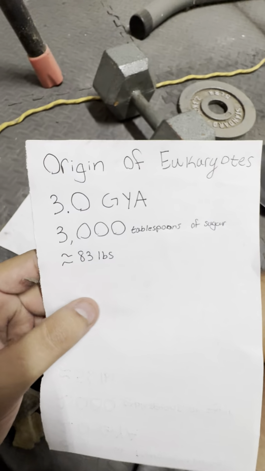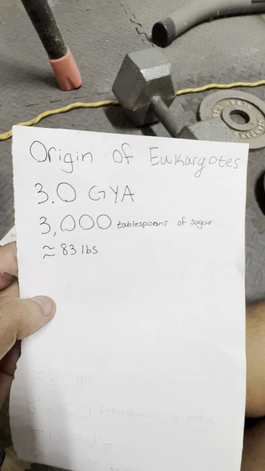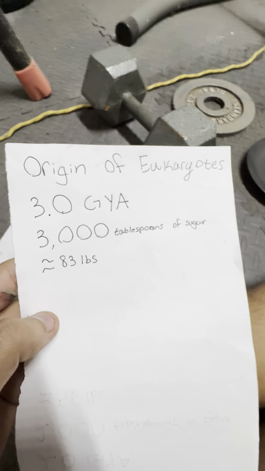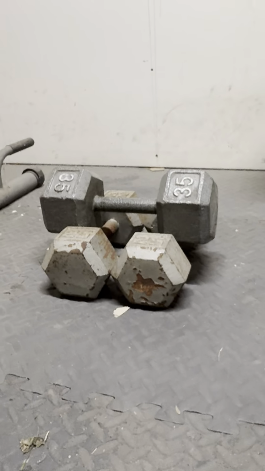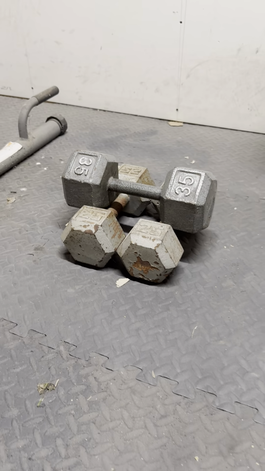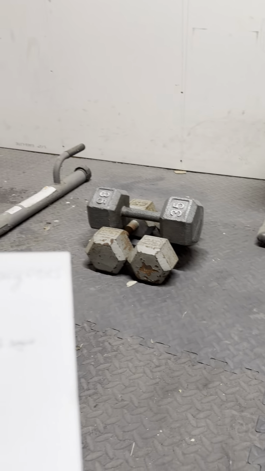Now, moving forward, the origin of eukaryotes, approximately 3 billion years ago, or 3,000 tablespoons of sugar, approximately 83 pounds. And that would be right there. 35-pounder with 2 25-pound dumbbells. That comes out to 85 pounds. So imagine that from this. Just how much does this weigh in comparison to that? Absolutely amazing.